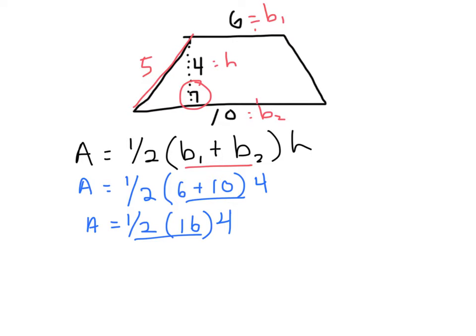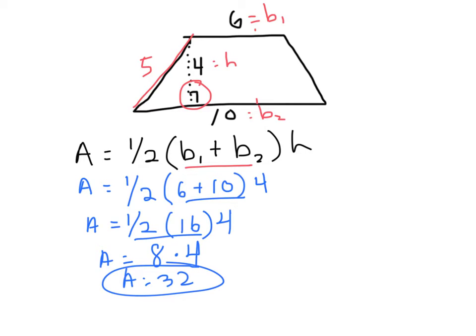1/2 times 16, remember, don't be afraid of a half. That's just taking what's half of 16. That's going to give me 8 times 4 is what's left over. And that gives me an area of 32 units squared. And that's how we quickly break down and find the area of a trapezoid.